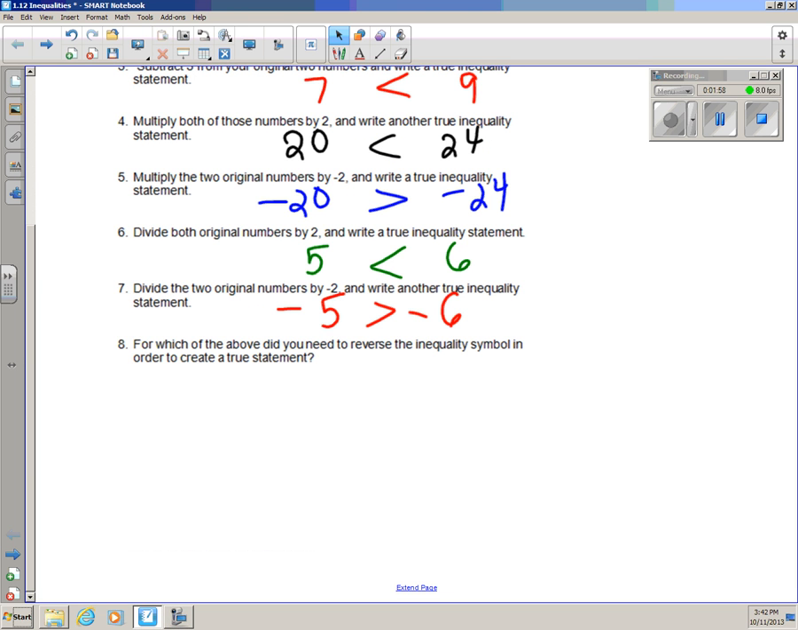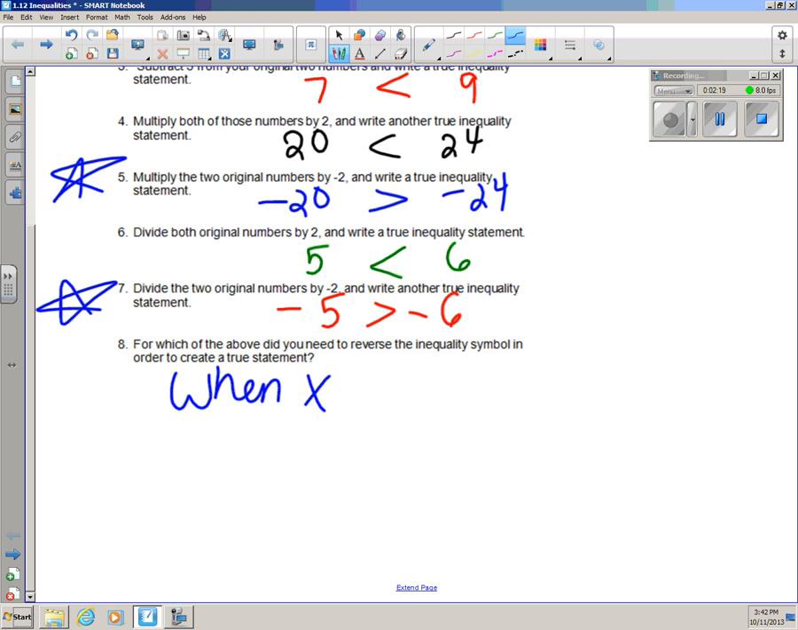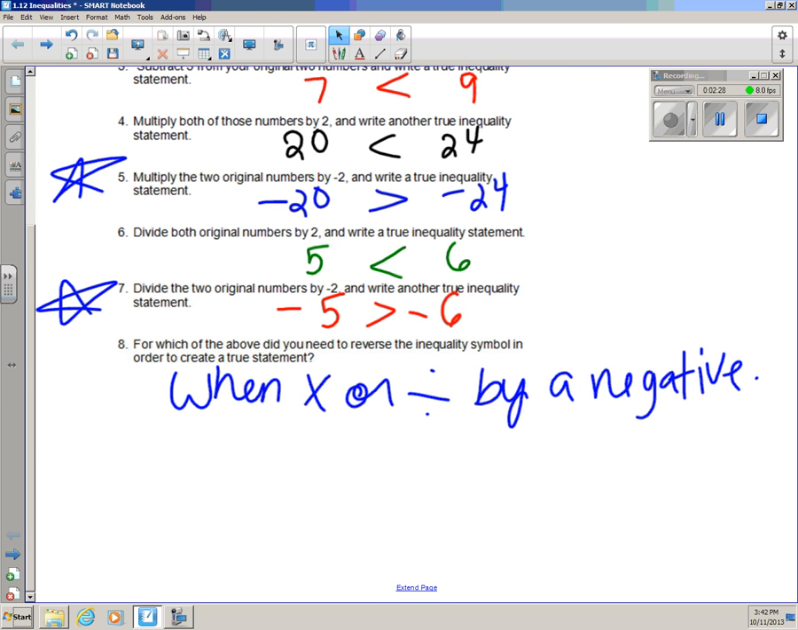So if I take a look, for which of the above did we have to reverse the inequality symbol? We had to reverse the inequality symbol at number 5 and at number 7, because those are the ones when we either divided or multiplied by a negative. So for which of the following did we have to reverse it? It's when you multiply or divide by a negative value. And anytime that happens, you have to reverse the inequality symbol.